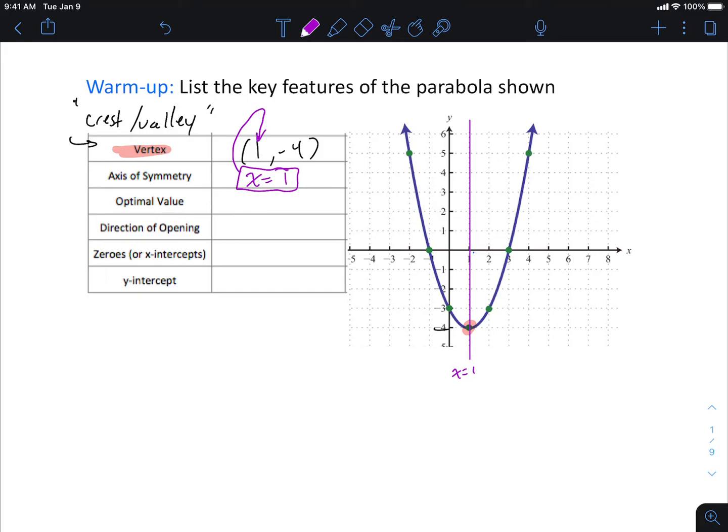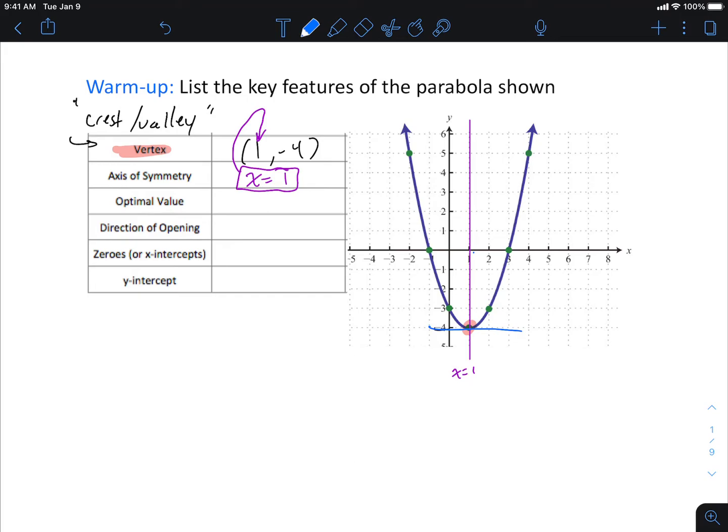Now the optimal value is still talking about the vertex, right? We still use our vertex to inform our optimal value. The optimal value talks about specifically how high or how low the parabola actually goes, right? So least or greatest value.